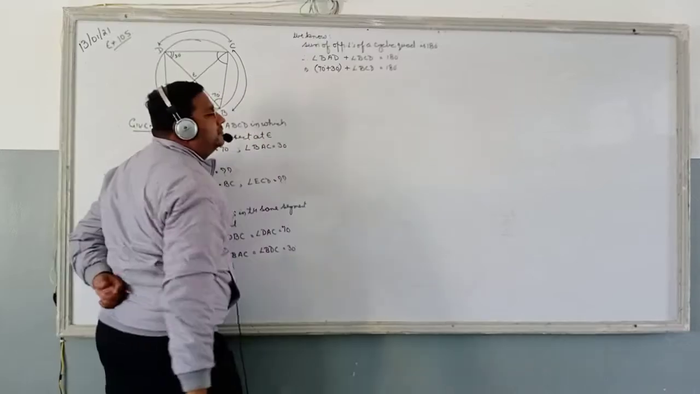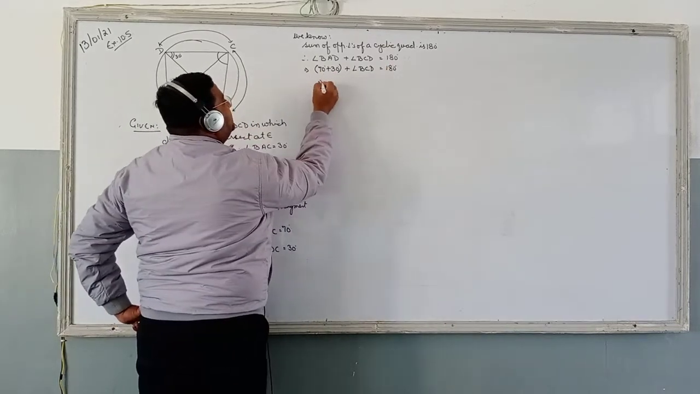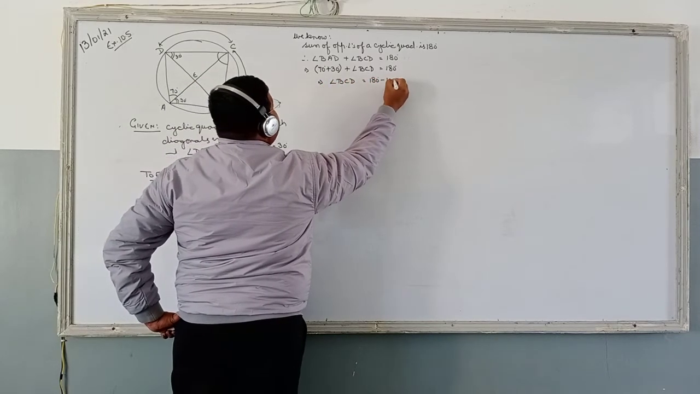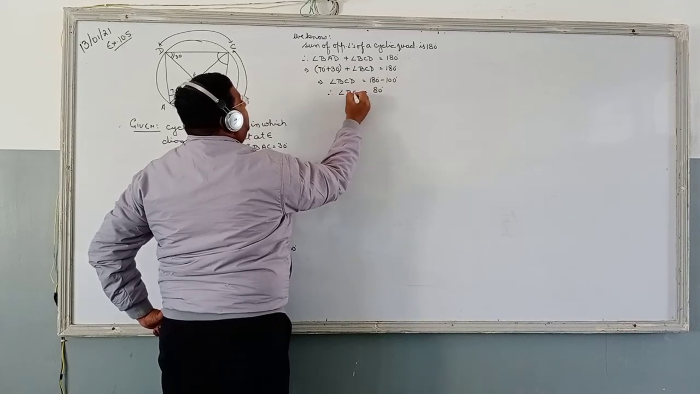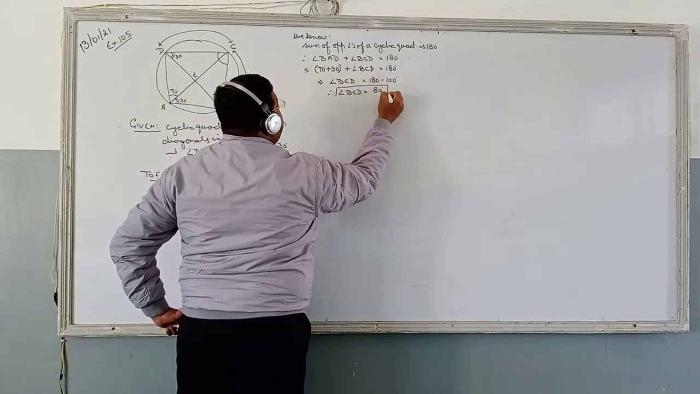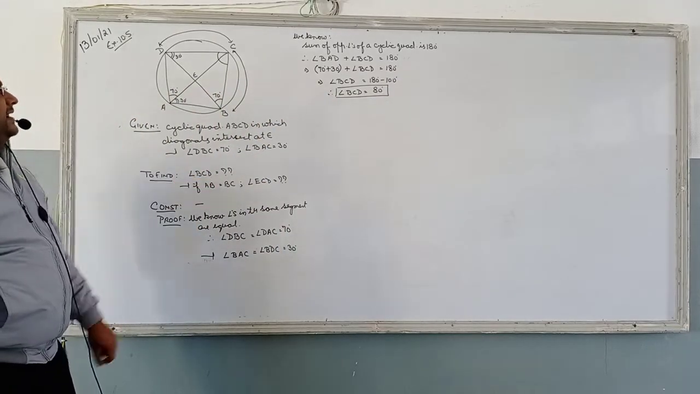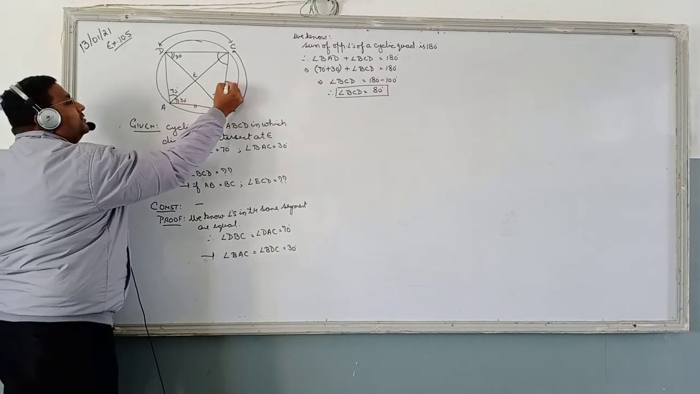Can we find it out? 70 plus 30 is 100, and 100 goes over here as minus 100. So angle BCD is equal to 180 minus 100. 180 minus 100 is 80. The first answer: BCD is equal to 80.